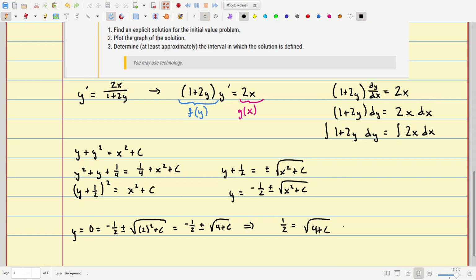And so we square both sides and subtract 4. It's going to equal c, so we're going to get -15/4. And we'll write our solution to the initial value problem in a different color here. It's going to be y equals -1/2 plus the square root of x squared minus 15/4.